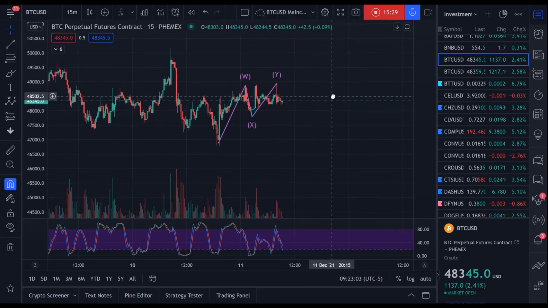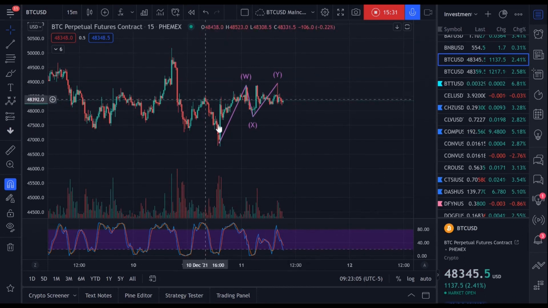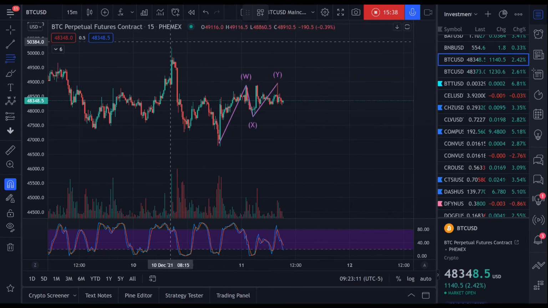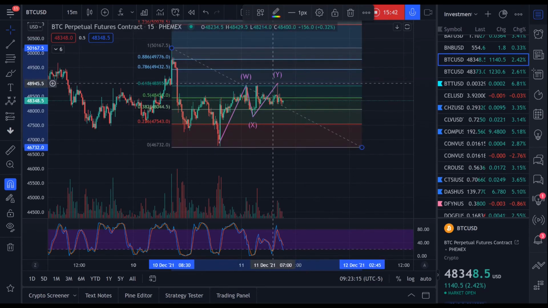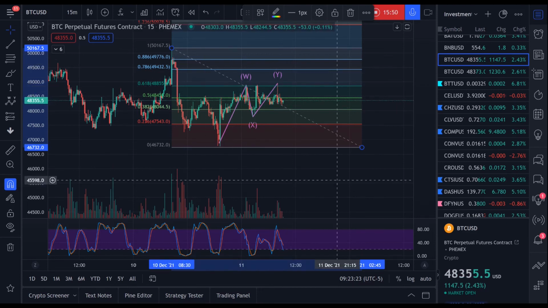Okay. And this is essentially just the flat correction, right? This is an ABC. Is it a flat or a zigzag? Sorry. Yeah, see, rejection right at the 618. So for me, this is a zigzag correction, this larger thing, okay?